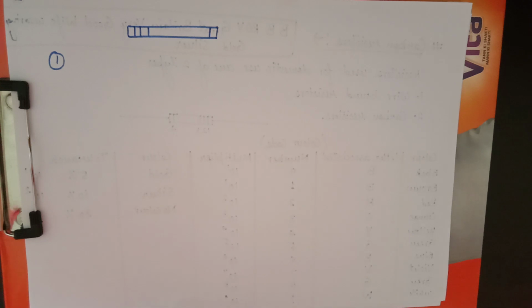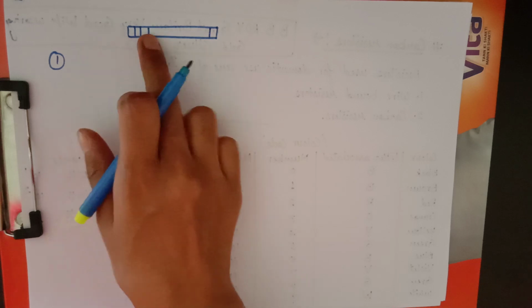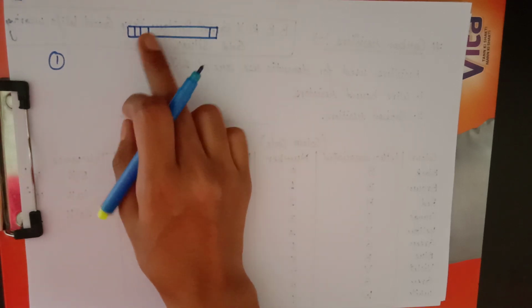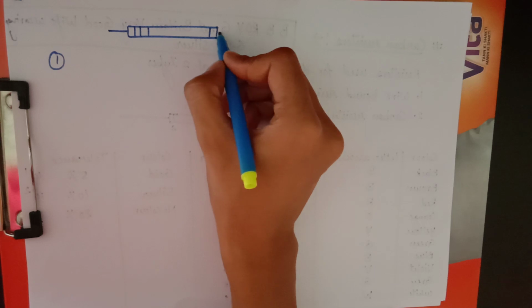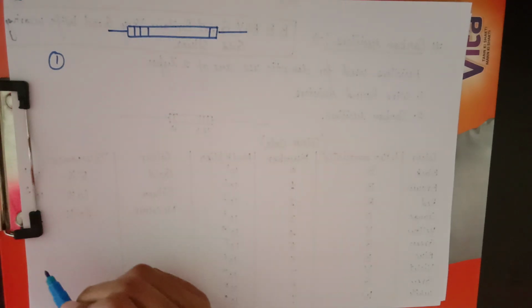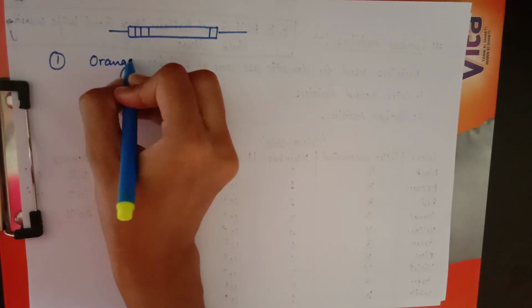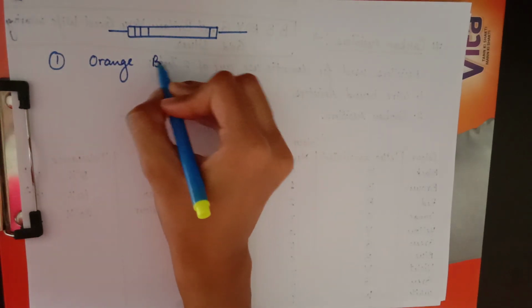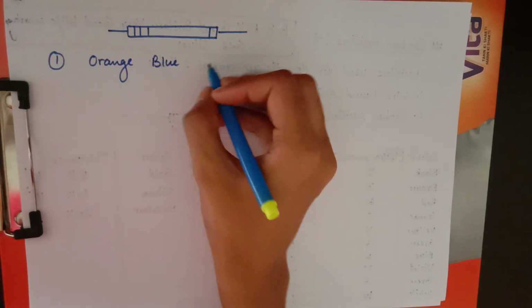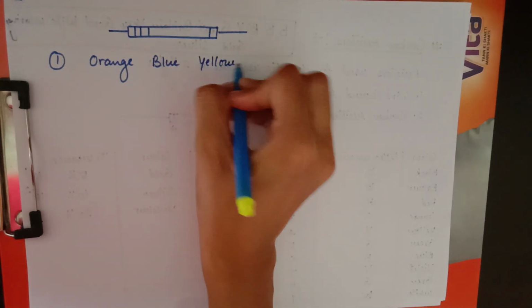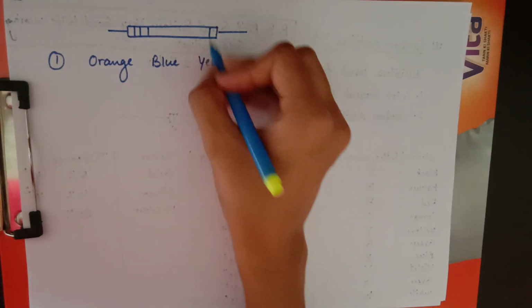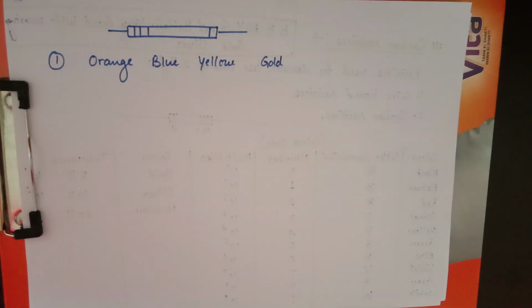Now I will explain how you can find out the value of resistance by these strips. If this is your ceramic cylinder, meaning this is a resistor, and it has 4 strips in it. In the first question, if the first strip is orange in color and the second strip is blue in color, the third strip is yellow color and the fourth strip has golden color, then what will be the value of this resistor?